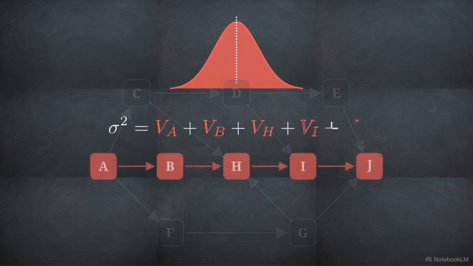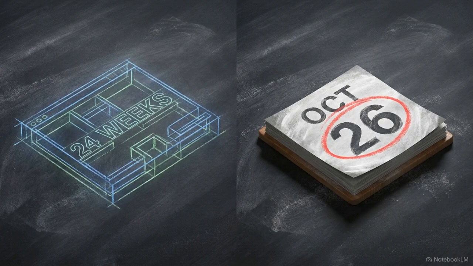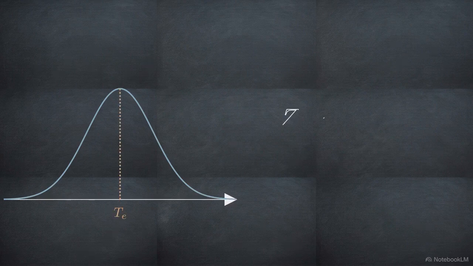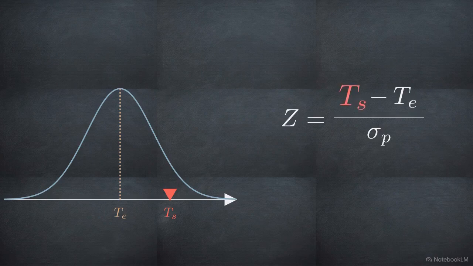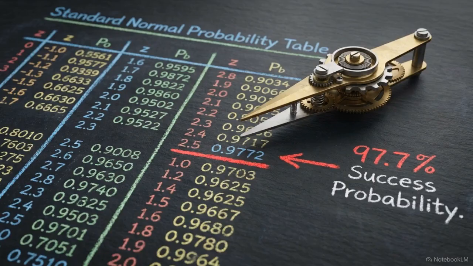With the model built, we can finally compare the mathematical expected time against a real-world scheduled target date. We do this using the z-score equation, which calculates the exact probability of hitting the target date. The equation works by taking the scheduled target date, subtracting the expected path duration, and dividing it by the standard deviation of the project. By taking that resulting z-score and referencing a standard normal probability table, an engineer translates highly subjective task guesses into a hard, objective statistical percentage.